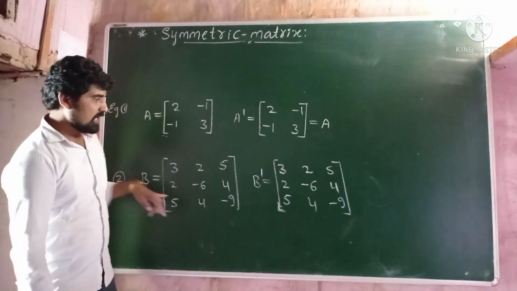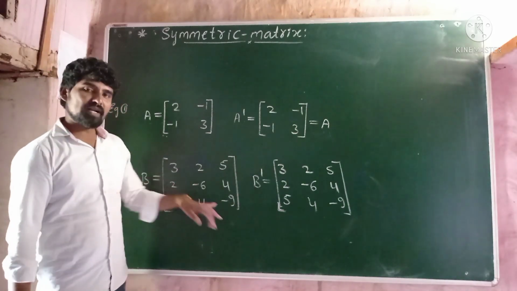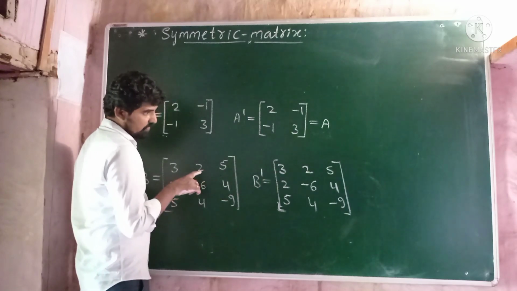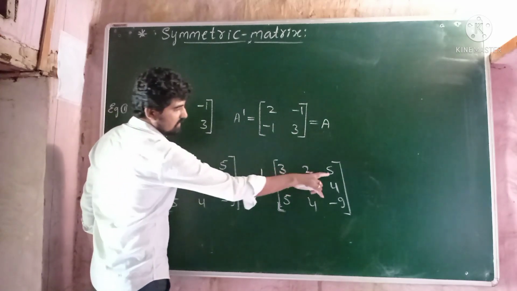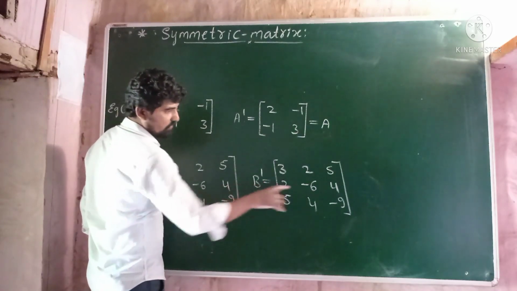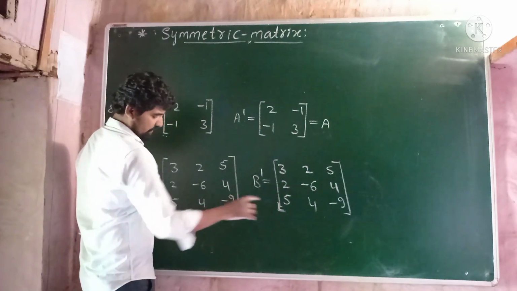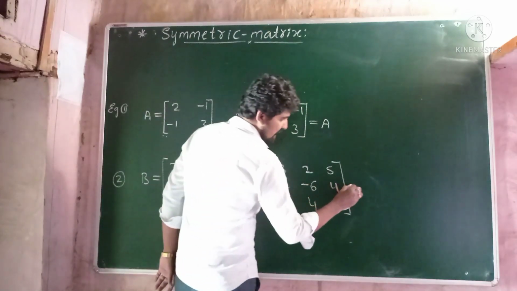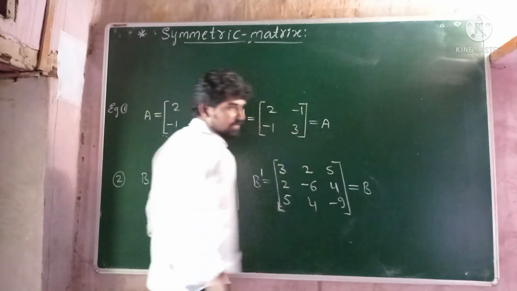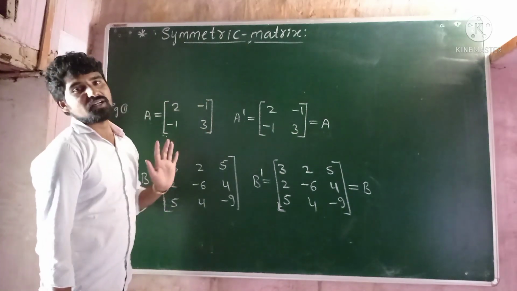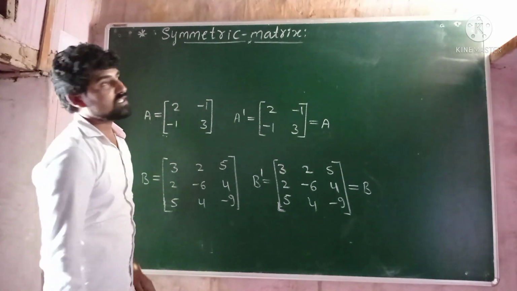Here also you may observe both the matrices B and B dash are equal matrices. Why? Because corresponding elements of both the matrices are equal: 2, 2, -6, -6, 4, 4, 5, 5, 4, 4, -9, -9. Therefore, this B dash matrix is equal to B matrix. Hence, this matrix B is also one of the symmetric matrices. I hope all of you understood.